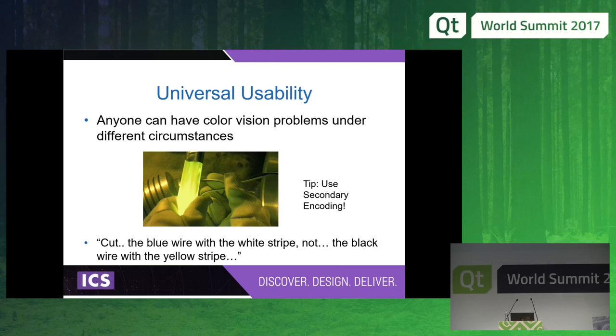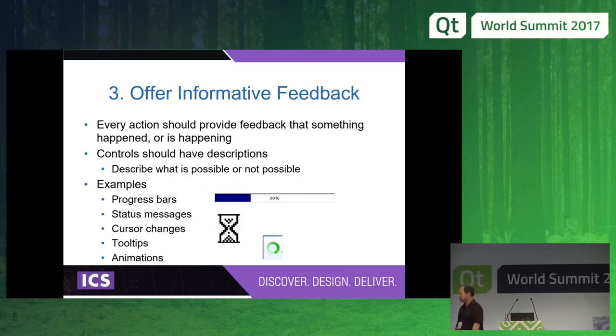But if they had put in what we call a secondary encoding, if one of those wires had a stripe on it, it wouldn't have been a problem. Right? So keeping those types of things in mind, color deficiency being a particular one, it's a real easy one to fix if you get it from the beginning.